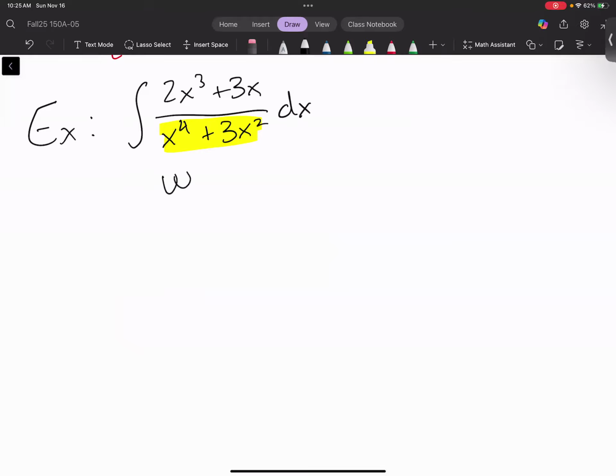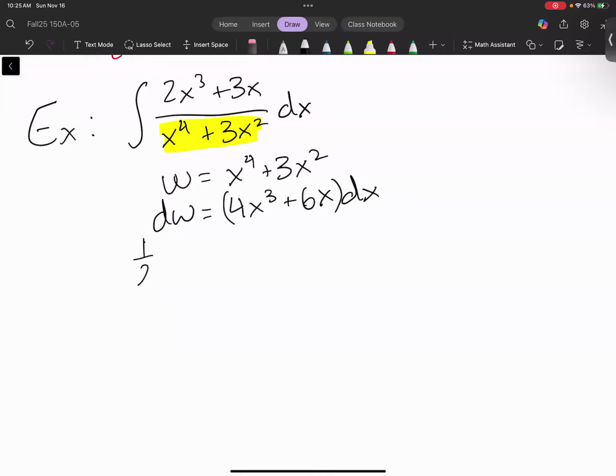So let's do w equals x to the fourth plus 3x squared. dw equals 4x cubed plus 6x. Oh no, 6x. Okay, that's not quite my numerator, which kind of sucks. But if you notice, it's off by a factor of 2. So if I divide by 2 on both sides, I do in fact get my numerator. Okay, and I can plug that in.